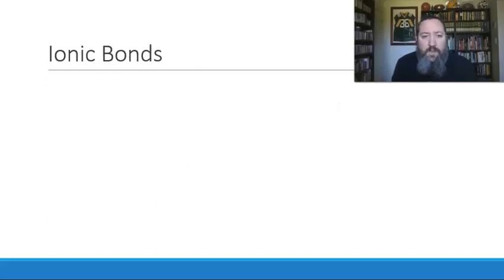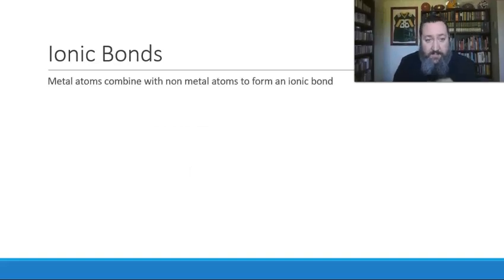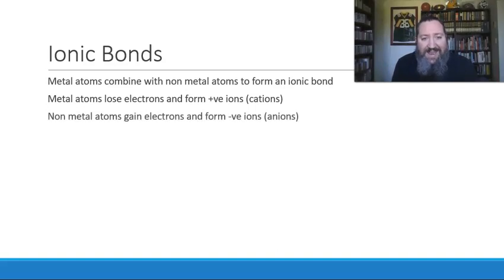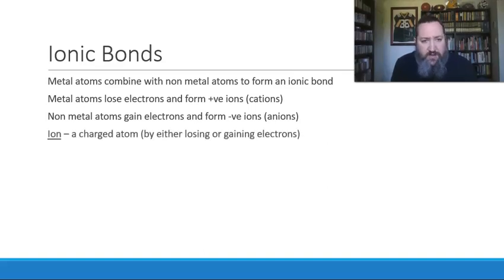So as quickly mentioned, the ionic bond, this is a metal atom combined with a non-metal atom. And how these work is our metal atoms lose an electron and they become a positive ion, which, like I say, I believe you've seen this previously. And the non-metal atoms actually gain an electron and become a negative ion. So the positive ions we call cations, and the negatives we call anions. And an ion, just in general, is any atom that has a charge. So it's an atom that's either gained or lost an electron.